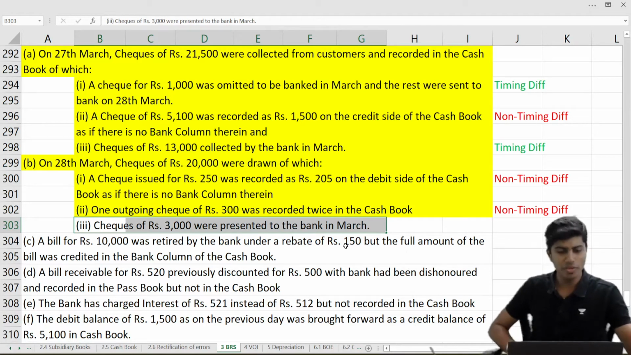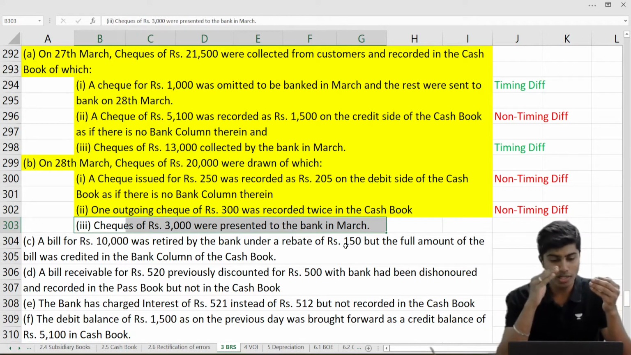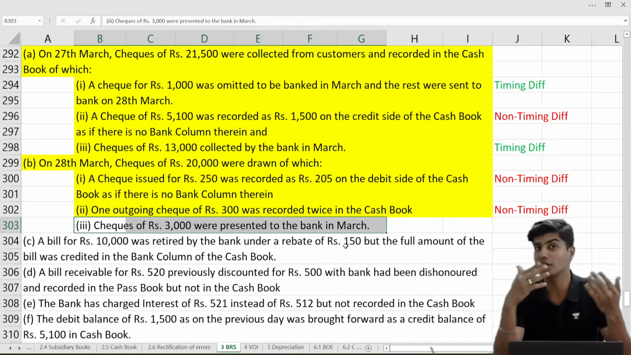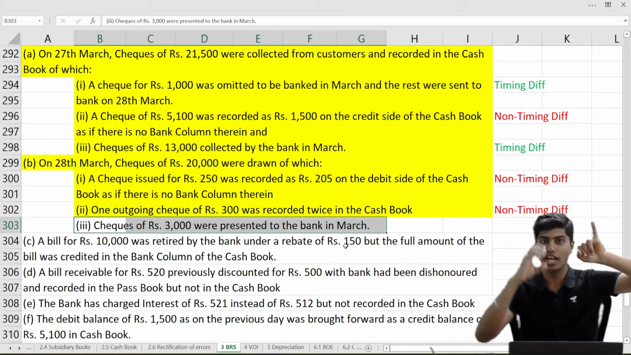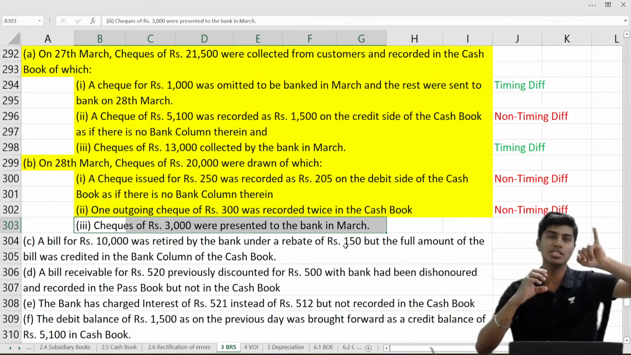So to the extent the balance is not presented, it will not be cleared. 20,000 rupees is there, and in that 20,000 rupees, only 3,000 worth of checks are presented. 17,000 is not presented. But 17,000 is recorded in the cash book, because of which the cash book balance has decreased. Because these checks have not been presented, the passbook balance is not decreased.